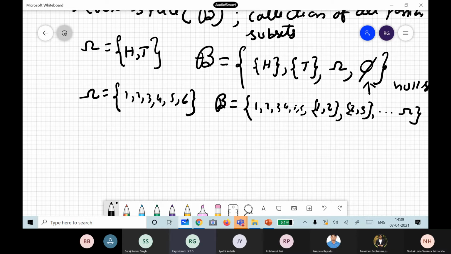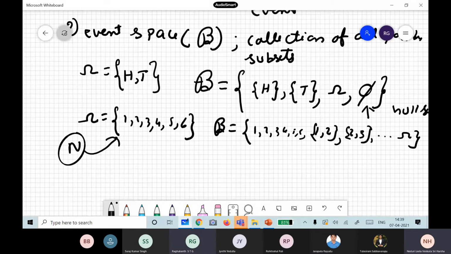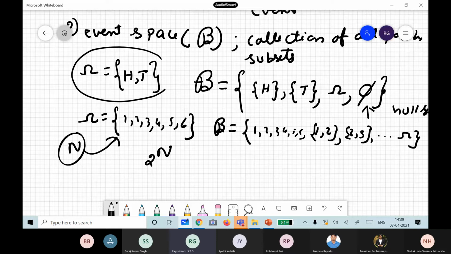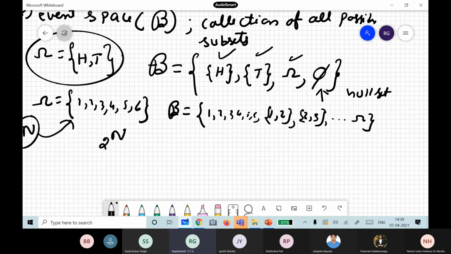If there are n outcomes in the sample space, how many possible subsets are there? 2 to the power of n. For example, in the coin problem, n is equal to 2, so 2 squared is 4, so 4 things are possible. For the die throwing problem, how many subsets are possible? 2 to the power of 6.